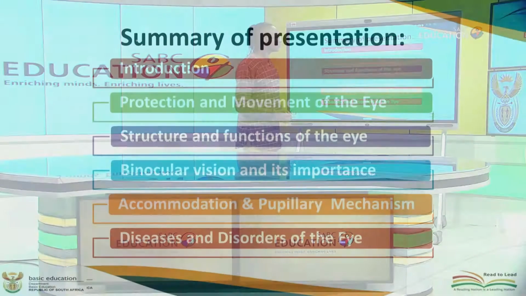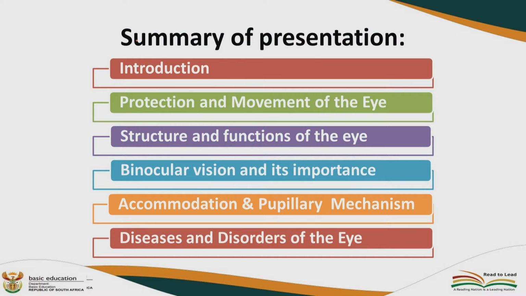Now, this is how you can break out your lesson, your chapter on the eye. You have to know that you need to speak to how this eye is protected and how this eye is moving, and we have to look at the structure and functions of the eye. Remember, we're going to look at binocular vision, we're going to look at its importance, we're going to look at accommodation and pupillary mechanisms, and lastly, we're going to look at the diseases of the eye.